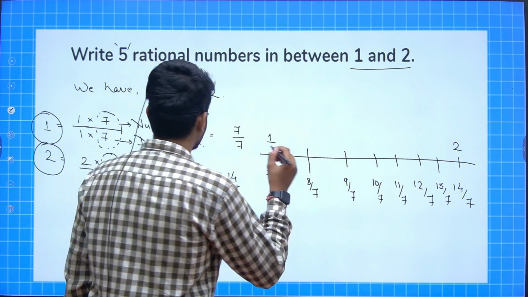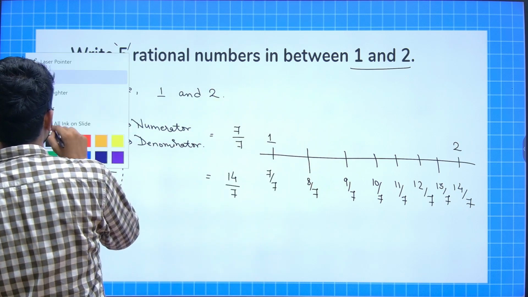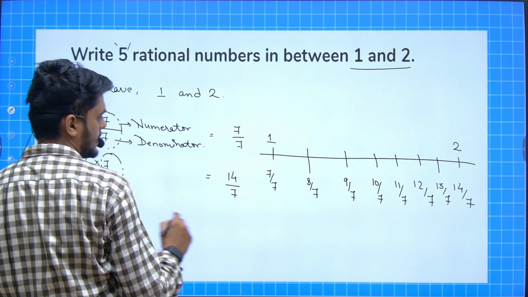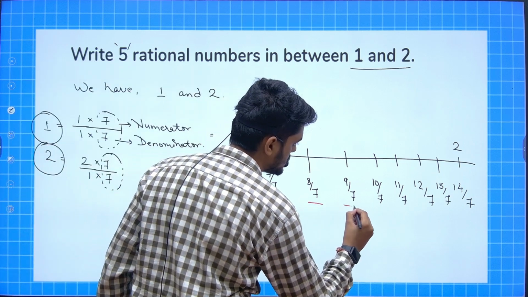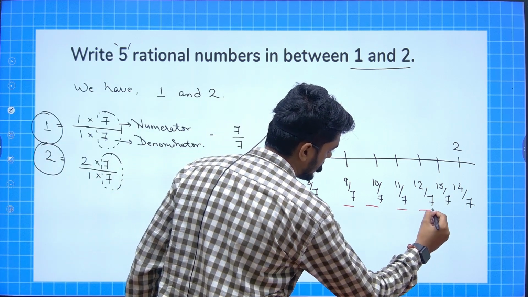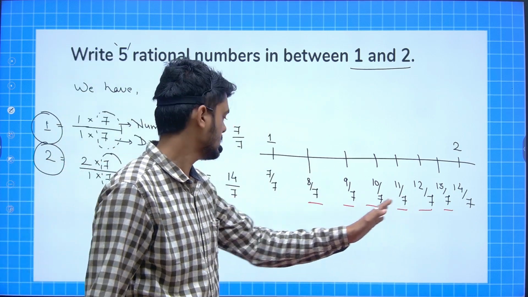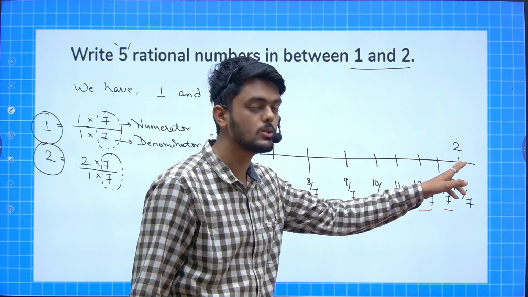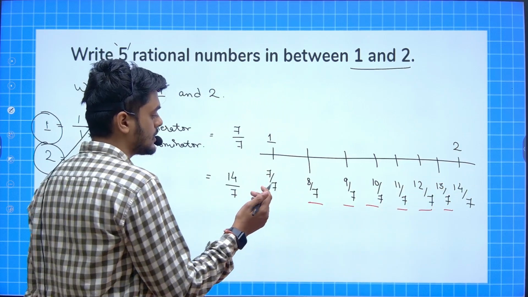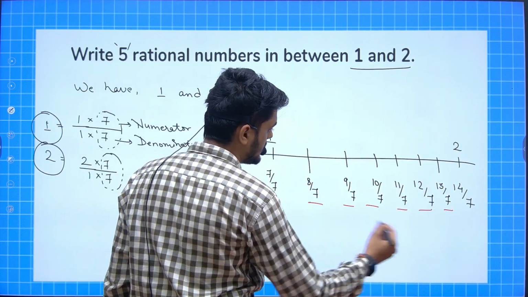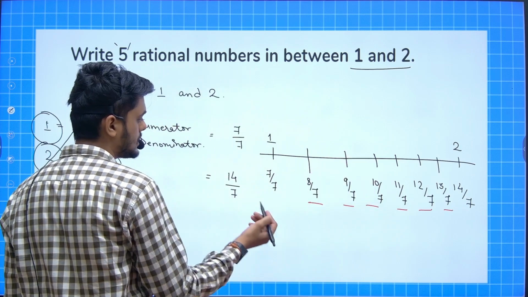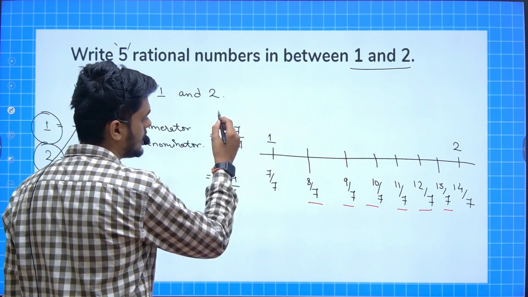So, how many quantities have we got over here? 1, 2, 3, 4, 5 and 6. Basically, we have got 6 quantities in between 1 and 2. Now, you can write whatsoever 5 quantities you wish to write in between 1 and 2.